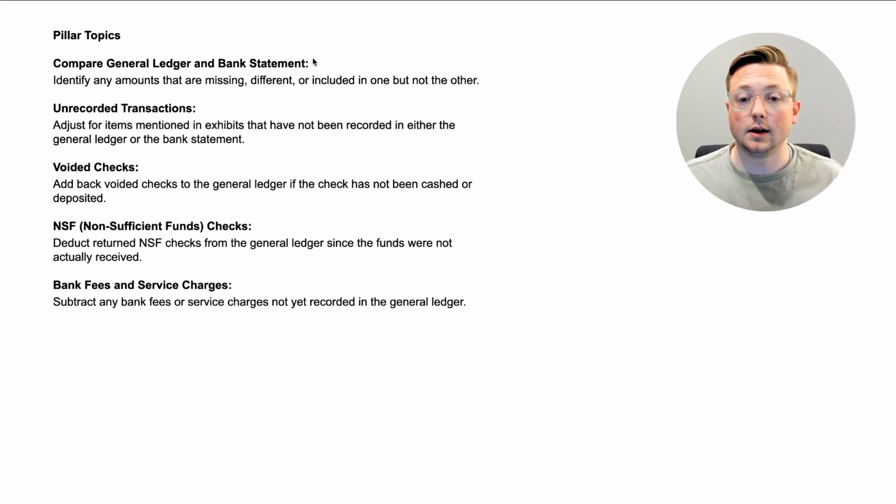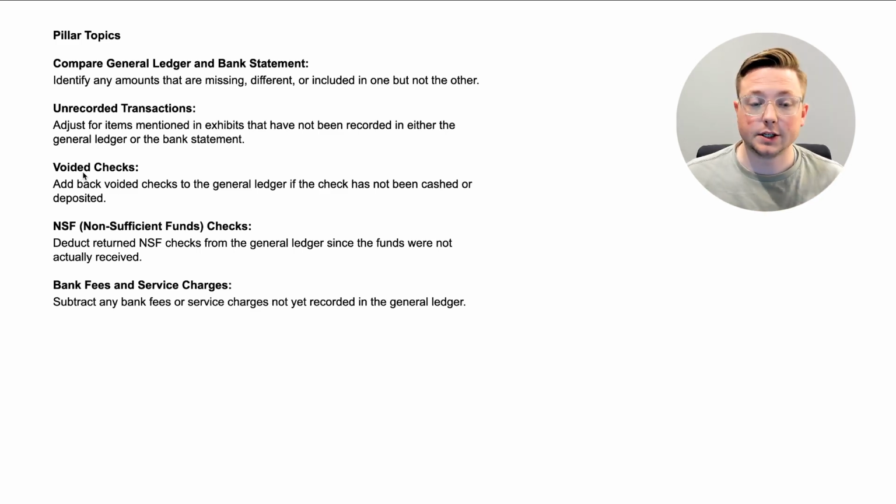Also, you need to look for, and again, same idea here, unrecorded transactions. You need to adjust for those items that are mentioned in the exhibits that have not been recorded in either the general ledger or the bank statement, or not recorded in both of them. The exhibits will tell you most of the time, if not always, extra information that you need to know. Hey, this happened and it wasn't recorded in the bank rec, or it wasn't recorded in the general ledger. Or maybe you'll even see an exhibit that says, hey, this number is actually flipped. It's actually wrong in the bank statement, but it's correct in the general ledger, or whatever the case may be. So you want to look through the exhibits to not only know what the general ledger and the bank statement are saying by comparing them, but also any other additional information.